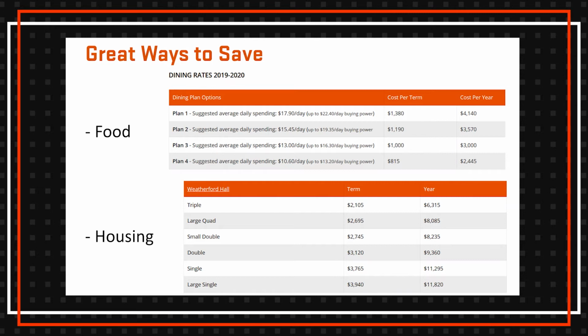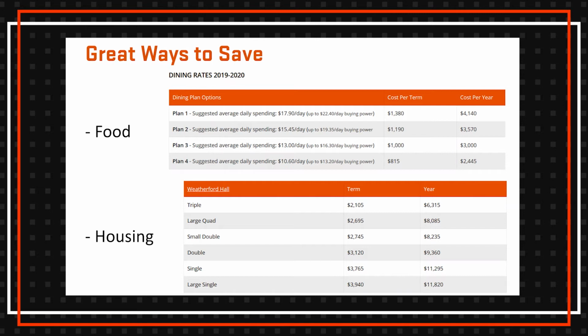The other one is housing. Right here, I only show a graphic for one of the residence halls at Oregon State University. And this is actually from a year ago, so these rates might be a little outdated now. But here you can see a couple different options of the types of rooms that students can live in. You'll see that the most affordable room is a triple, but that also implies that a student would be sharing the room with 2 other people. And there you see what the total cost would be per year, and then also what it would be per term.